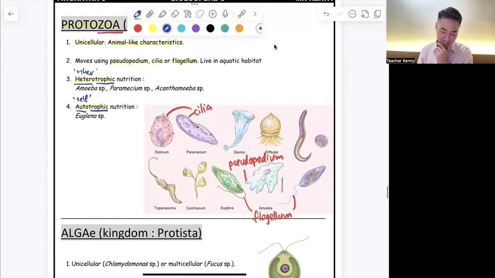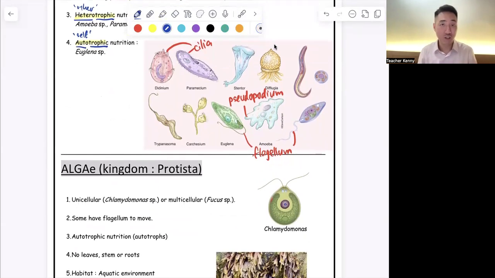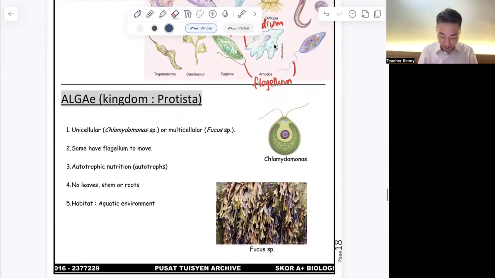Anyway, they live in aquatic habitats. Aquatic doesn't mean sea. It can be a river, a pond, or just a tiny patch of water in the soil. Next, we have algae.